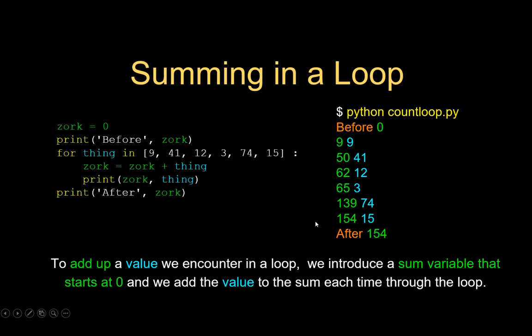We get out of the loop and print after and Zork. Zork at the end of this loop has the sum of all members of this set. So this is a way to use a loop to calculate the sum of a set.